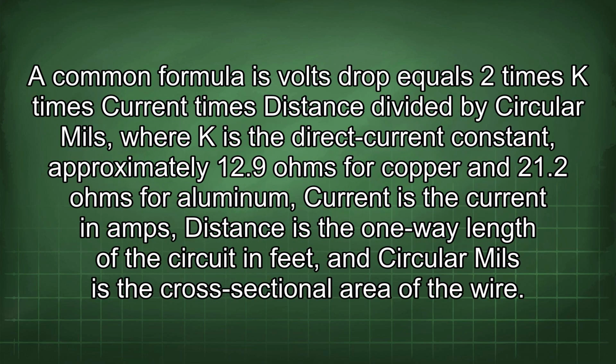A common formula is voltage drop equals 2 times K times current times distance divided by circular mils, where K is the direct current constant, approximately 12.9 ohms for copper and 21.2 ohms for aluminum. Current is the current in amps, distance is the one-way length of the circuit in feet, and circular mils is the cross-sectional area of the wire.